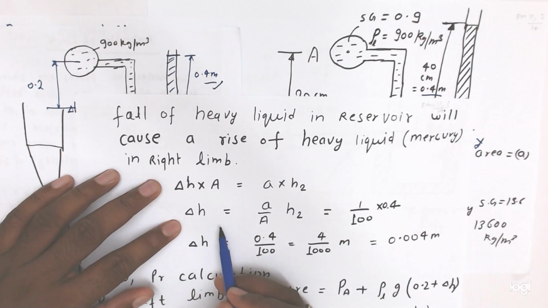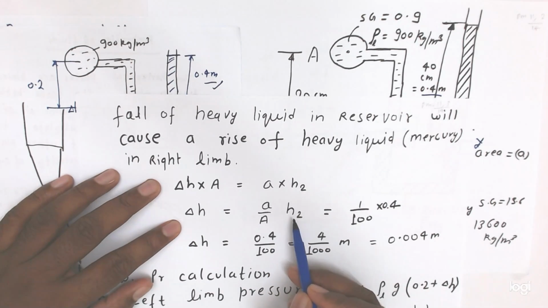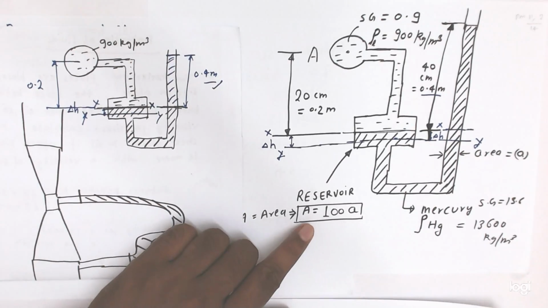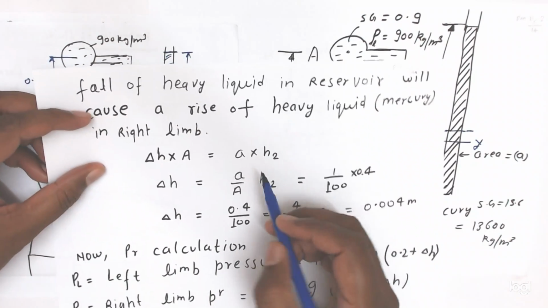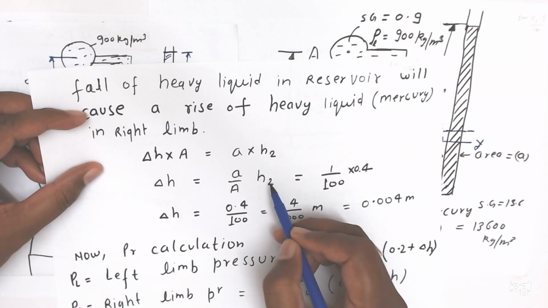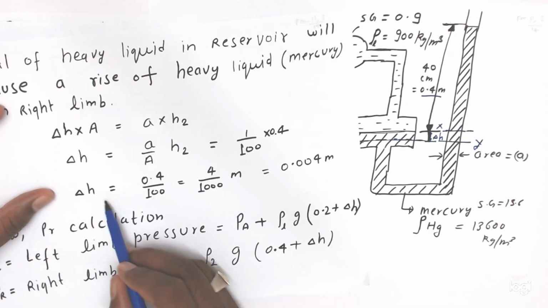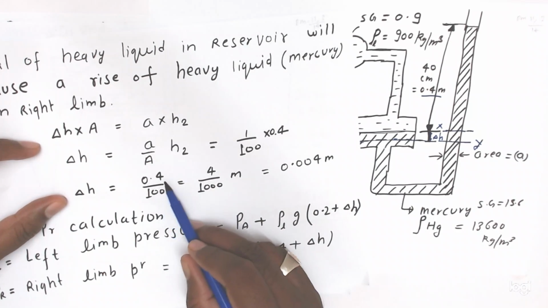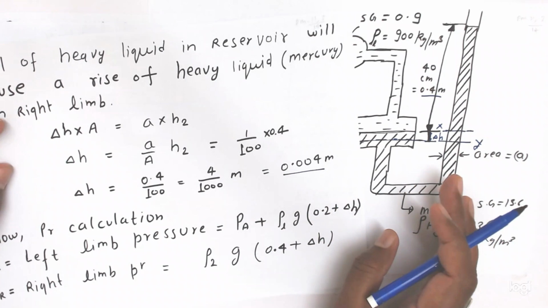So we can find the value of delta H from here: A by A into H2. The ratio A by A is given, friends, as 100 times. This A is 100 times the area of this one. So we'll put the value here as 1 by 100, and the value of H2 is 0.4. So from here we calculate delta H equal to 0.4 divided by 100, which is equal to 0.004 meter. Okay friends, now it is clear.